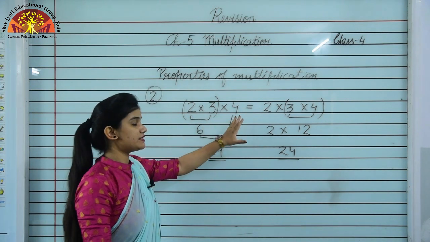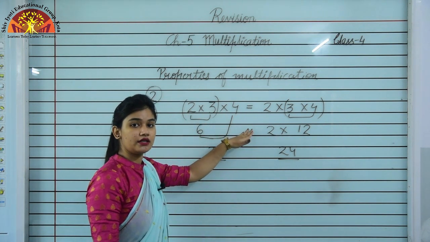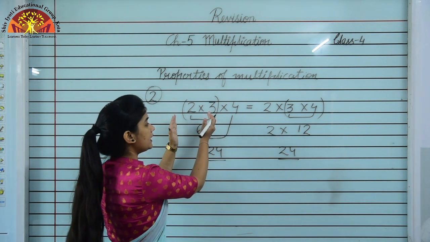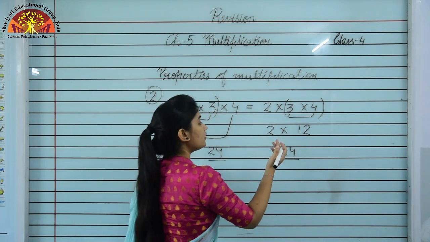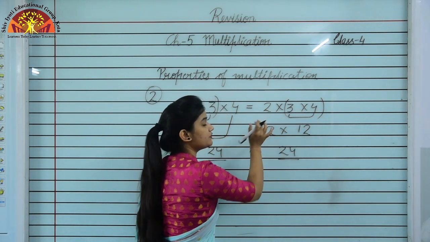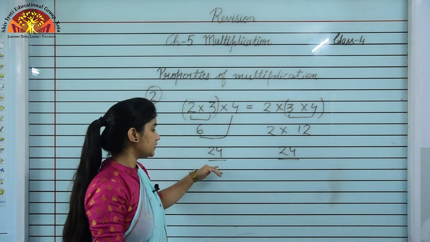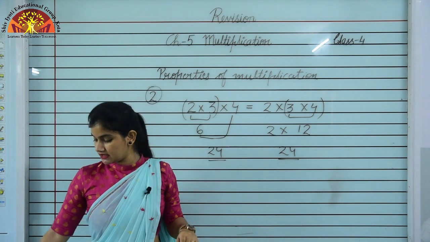We can group them in any order and multiply these three numbers in any order. Understood students? We can multiply the first two numbers and then multiply by the last number, or we can multiply the last two numbers and then multiply by the first number. The product will always be the same. Understood? Now just see the third property.